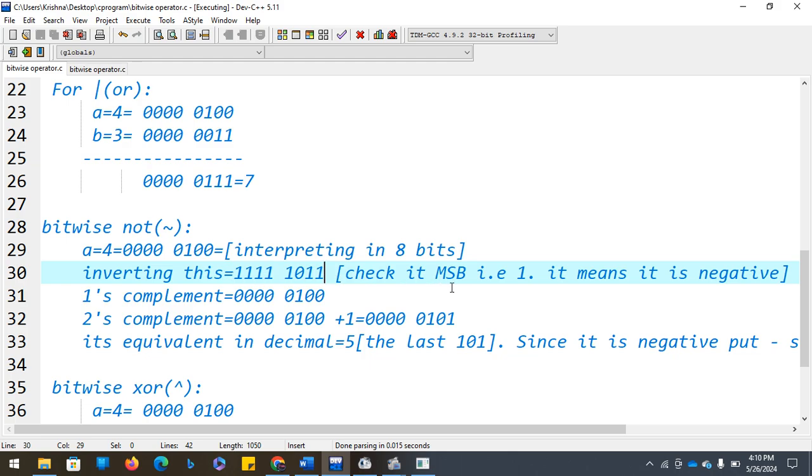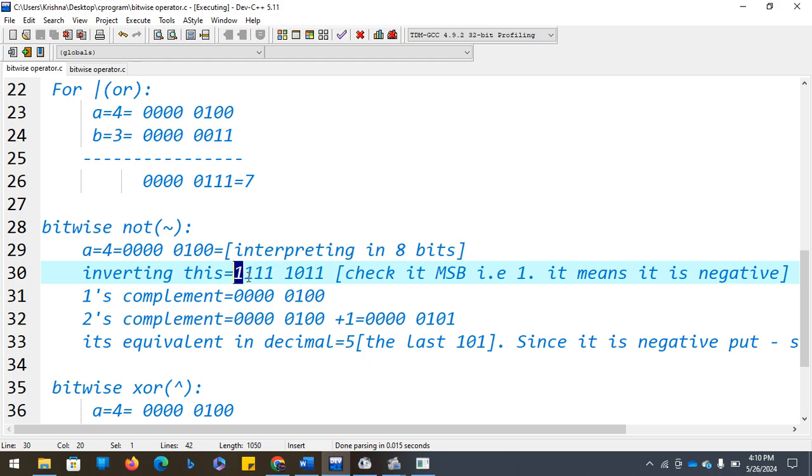Also check its MSB, the most significant bit. We can see that the most significant bit is 1. Since it is 1, the computer thinks that the number is going to be negative. If it is 0, it means it is positive.